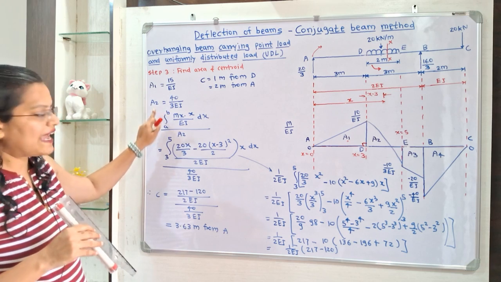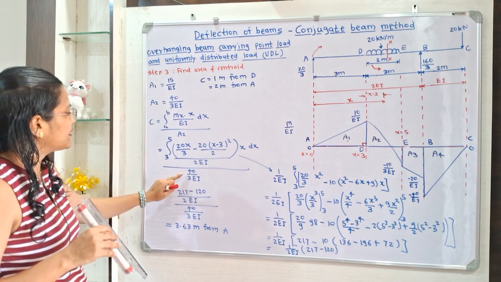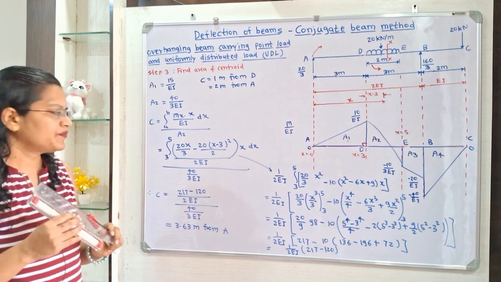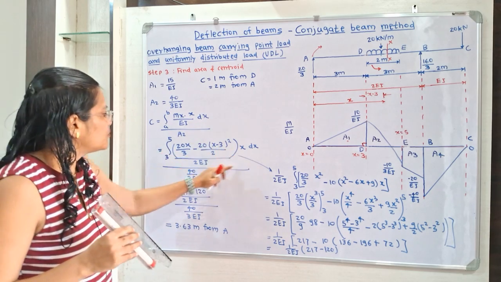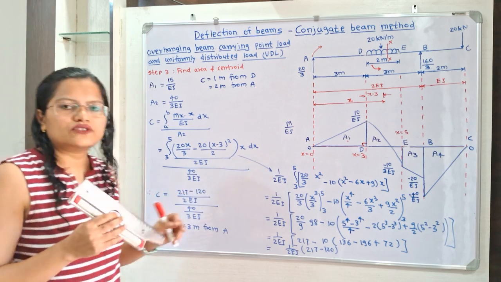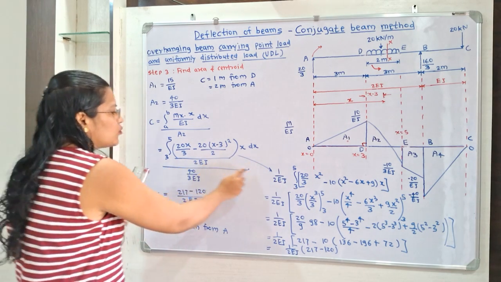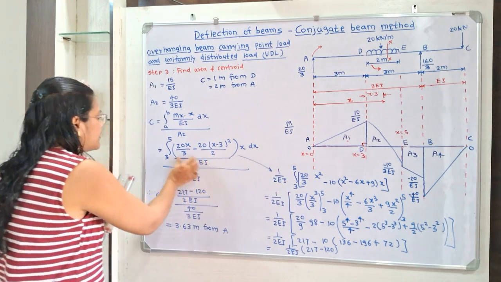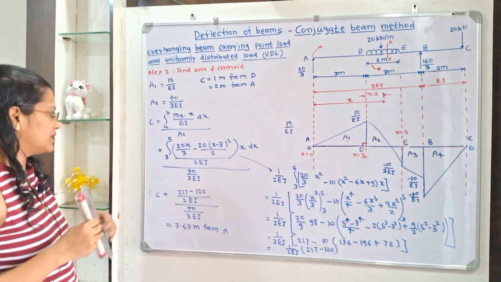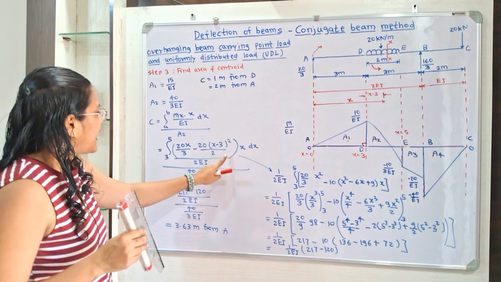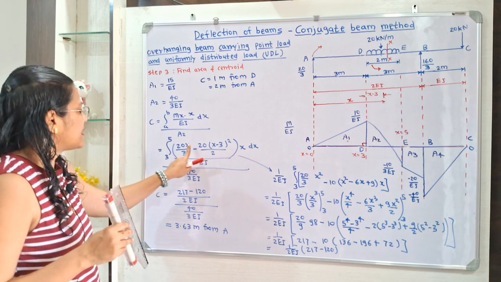So A2 we have calculated. I will write 40 by 3 EI as it is. Now we will solve this numerator. So how to solve this numerator? This 1 by 2 EI is constant term. I will take outside the integration. Now inside this bracket we have to multiply with x.